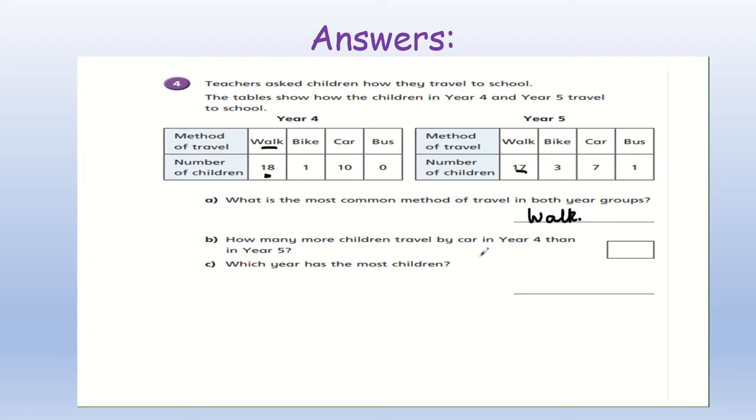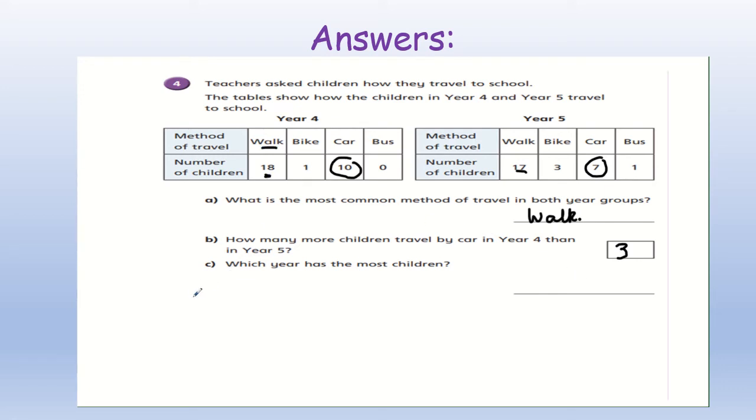How many more children travel by car in Year 4? So in Year 4, 10 children travel by car, and in Year 5 there are 7. So how many more are there in Year 4? Well done, 3 more. Which year group has the most children?